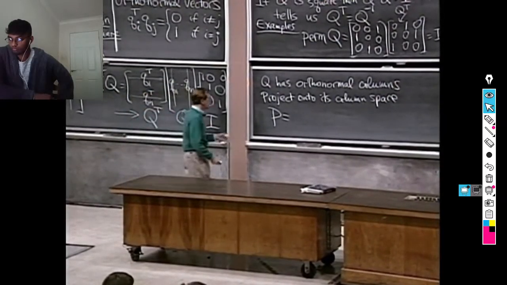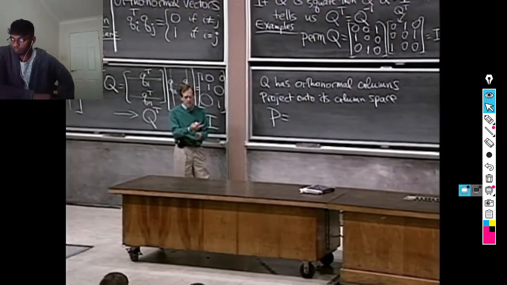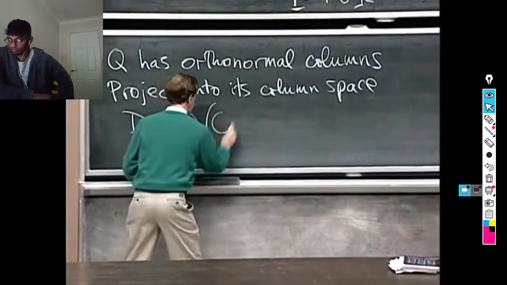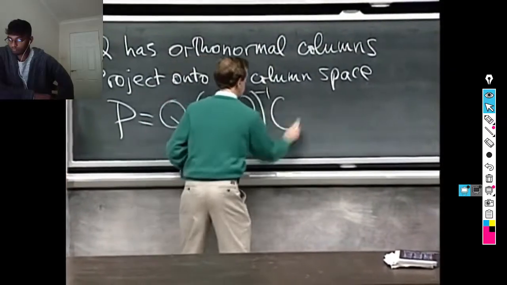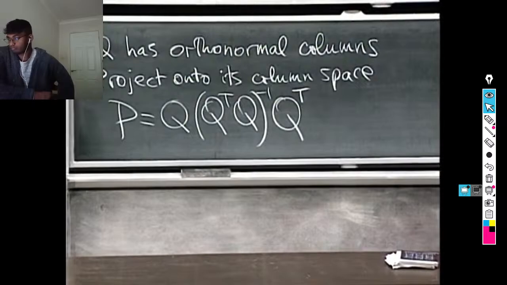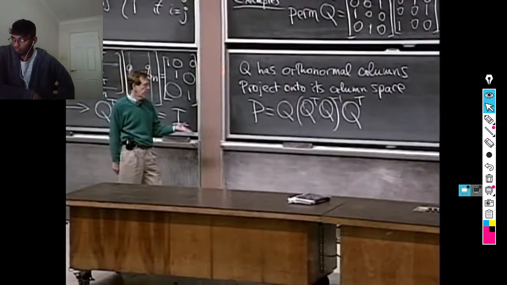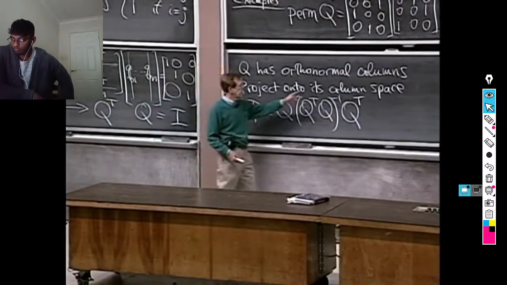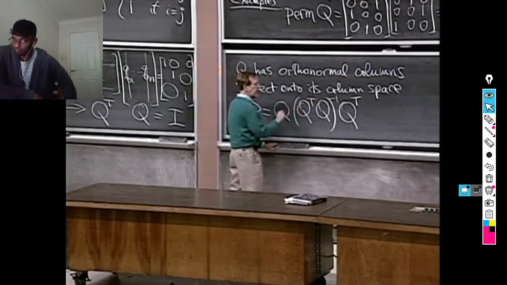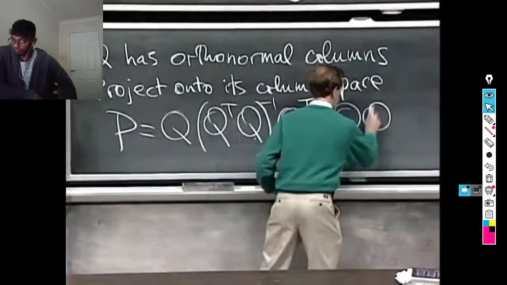Including that big formula, which used to have those 4 A's in a row, but now it's got Q's because I'm projecting onto the column space of Q. So do you remember what it was? It's Q, Q transpose Q inverse, Q transpose. That's my 4 Q's in a row. But what's good here? What makes this formula nice if I'm projecting onto a column space when I have an orthonormal basis for that space? What makes it nice is this is the identity. I don't have to do any inversion. I just get Q Q transpose.